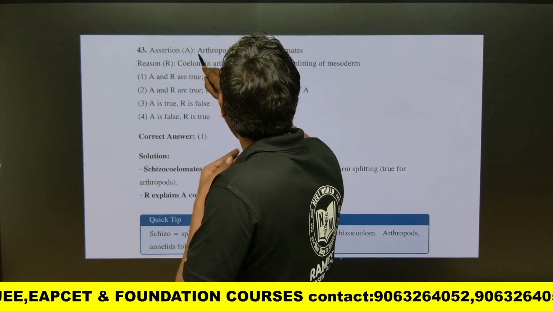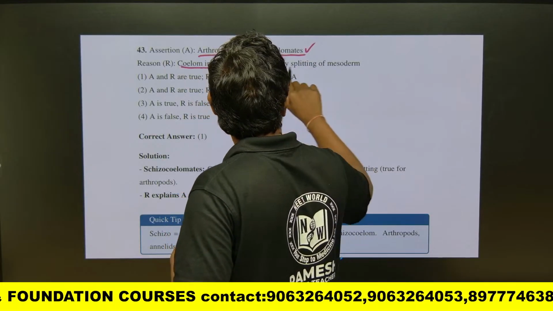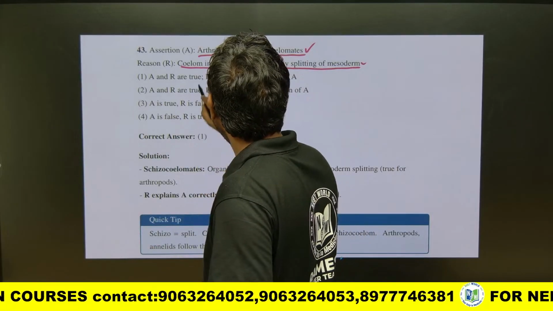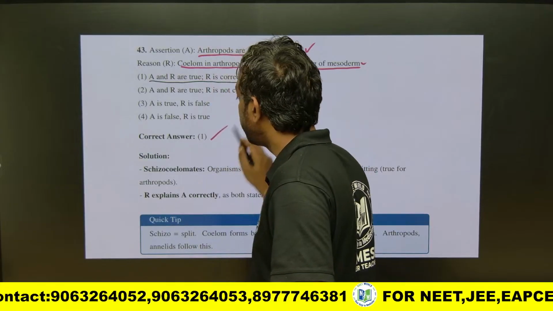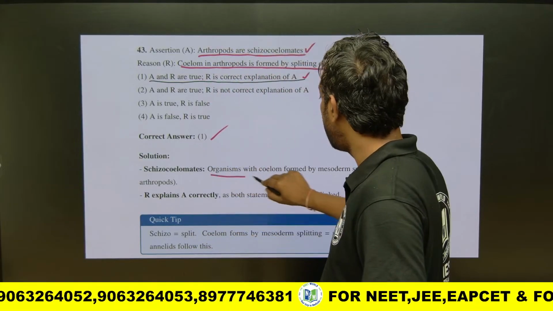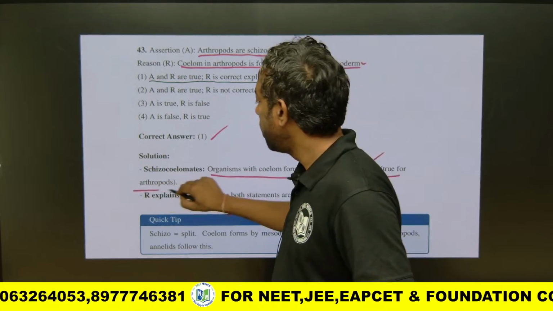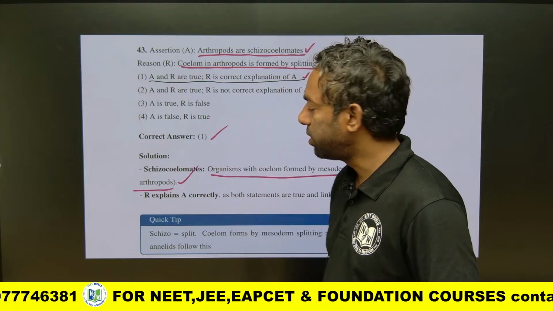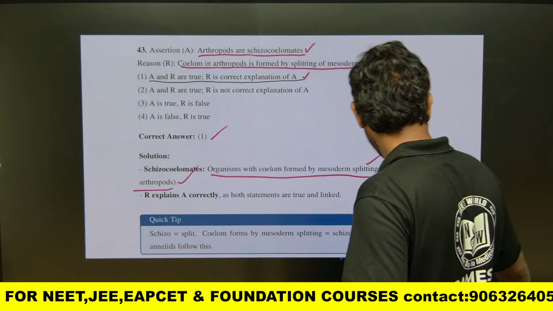Okay. Yeah, arthropods are schizocoelomates, exactly right. Coelom in arthropods is formed by the splitting of mesoderm, exactly right. Okay. R, A and R are true, R is the correct explanation of A. Of course, schizocoelom organs form when the mesoderm splits; these are the true coeloms. False coelom comes under Aschelminthes, roundworms. Okay, yeah. Next question.